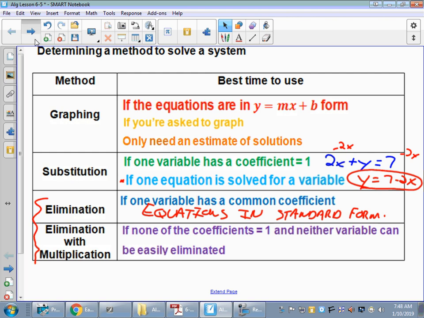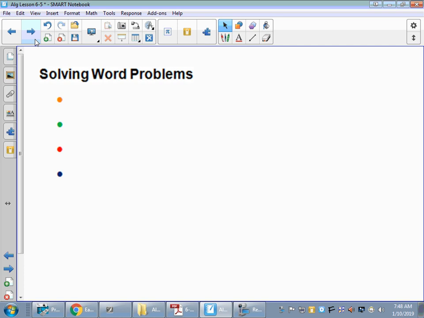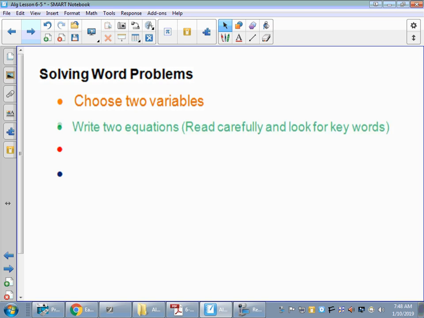Okay, let's take a look at our second objective with solving word problems. The first thing we're going to try to do is, for every word problem, find two variables, whether it's an x or a y, or maybe you label them something different, p and q, whatever it is. But you're going to have to choose two variables, and then we're going to write a system of equations. So we're going to write two equations, read it carefully, and look for the key words that tell you how we're going to set this up.